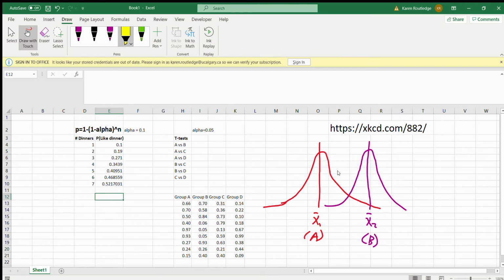So here we have a distribution of data, a distribution of observations, and there's our sample mean from group A, and there's our distribution of data from group B, and our second mean. When it comes to a t-test, we're asking the question whether or not group B is different from group A. And we're going to define it as being different by using the same idea of rejection regions and critical values that we have been using for our hypothesis tests.